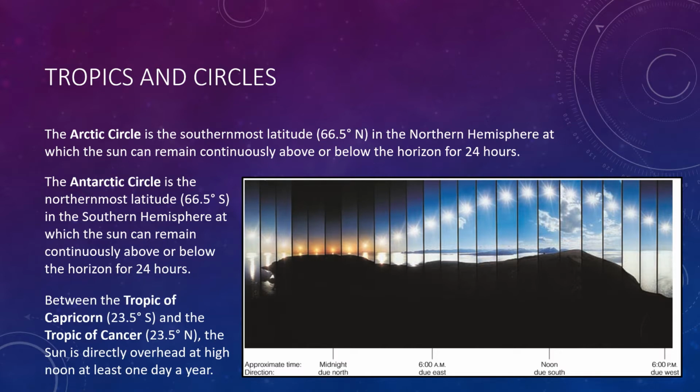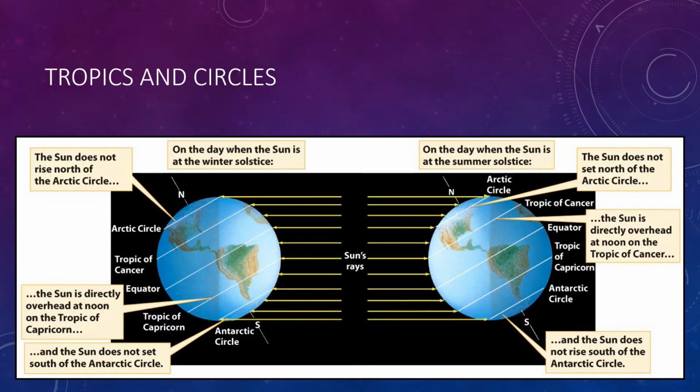Between the Tropic of Capricorn, which is 23.5 degrees south latitude, and the Tropic of Cancer, which is 23.5 degrees north latitude, that is 23.5 degrees north or south of the equator, the sun is directly overhead, that is, at the zenith, at high noon at least one day per year. Outside of the tropics, the sun is never directly overhead. So you can see that happening in these images here.